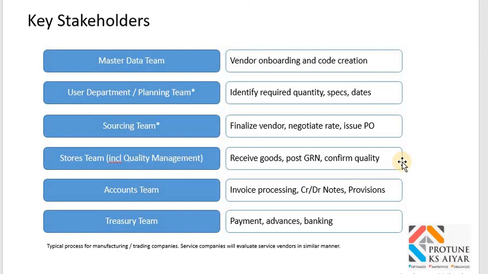The fourth team would be the stores or the warehouse team. These are the ones who would be receiving the goods and posting the GRN. Sometimes quality management would also form a subset because you would be confirming the quality of the goods received at your warehouse. The fifth team is the accounts team.